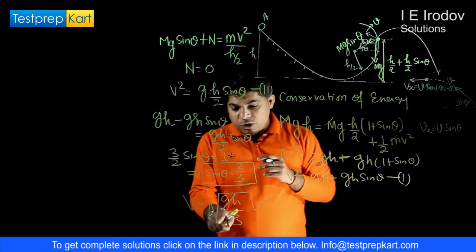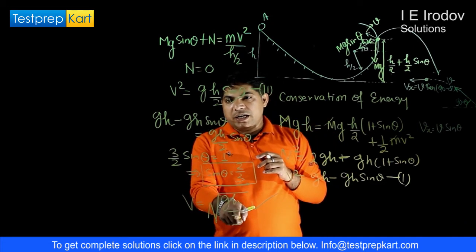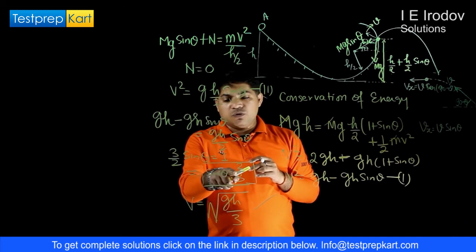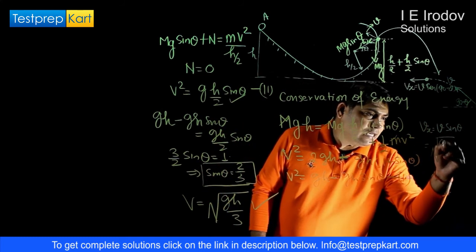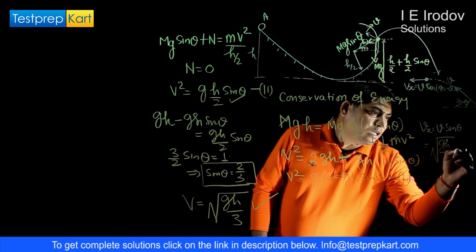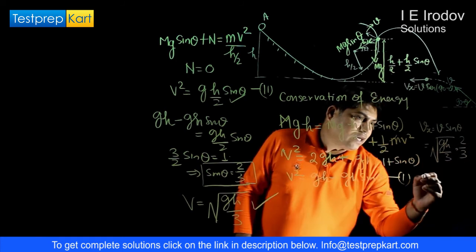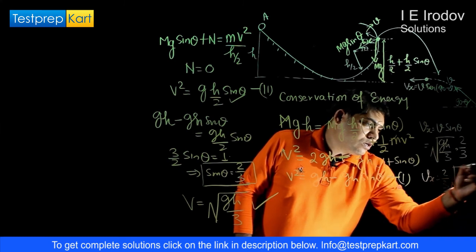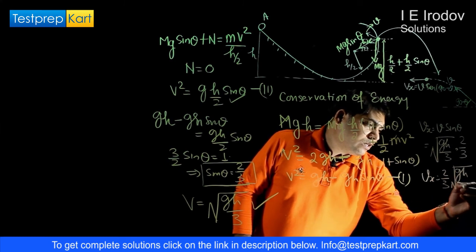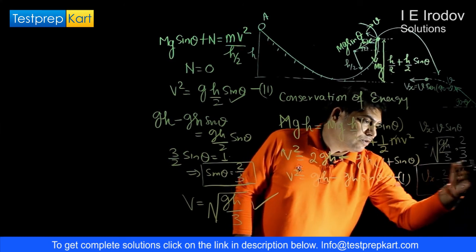V is root gh upon 3 and sine theta is 2 over 3. So we can put root gh over 3 into 2 over 3. So Vx is 2 by 3 root gh upon 3. This is our final answer for this question.